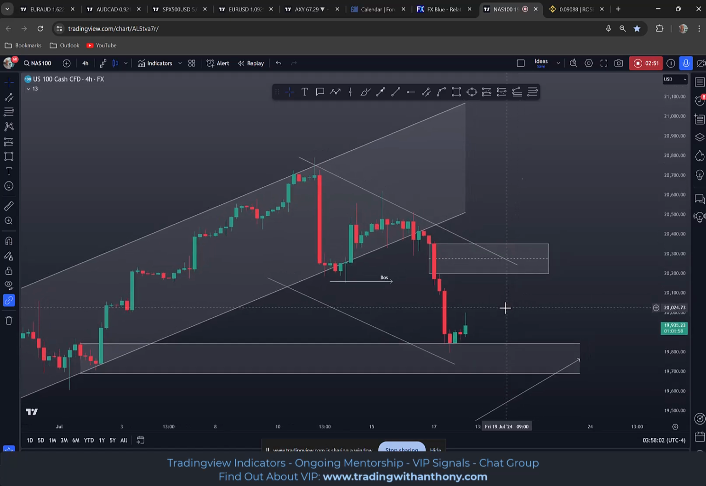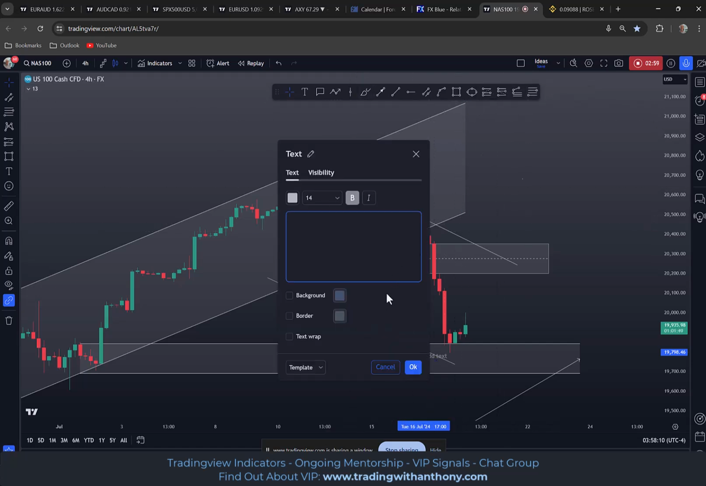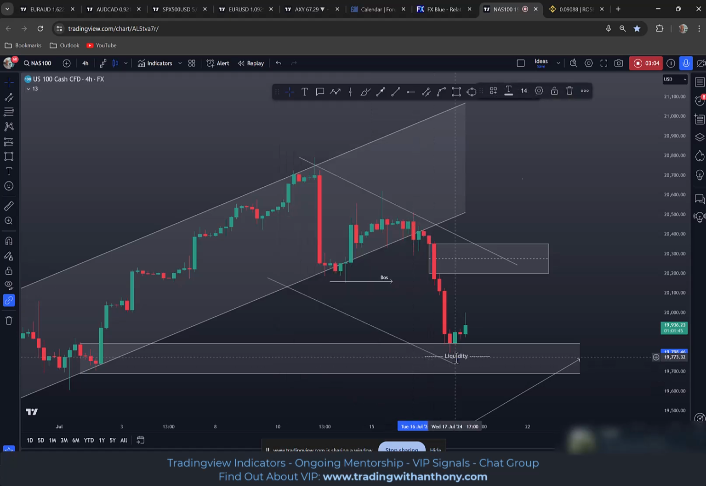So I'm wondering whether, given that we've traded into, look, this is a big liquidity pool under here. We could even name it as such. Liquidity, okay, there you go. Right, it's hit that.